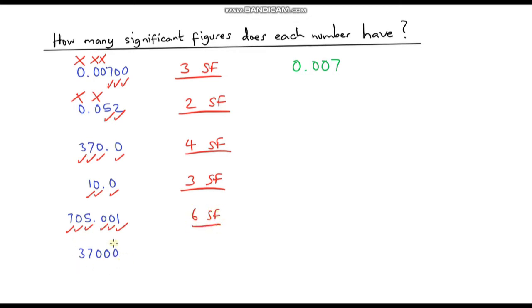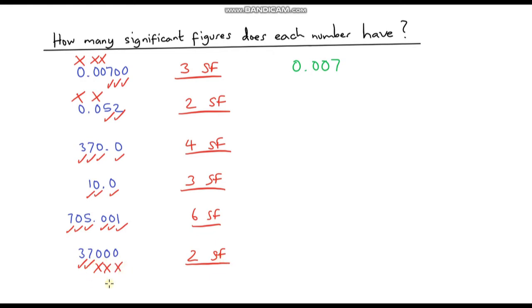Now this last one here might be a bit confusing, so I'll try and go through it slowly with you. The first non-zero number is always significant, so that's significant, the 3 is significant, the 7 is significant. Now I want you to think about whether these last 3 zeros are significant or not. And the answer is they are not significant. So here we've only got 2 significant figures.